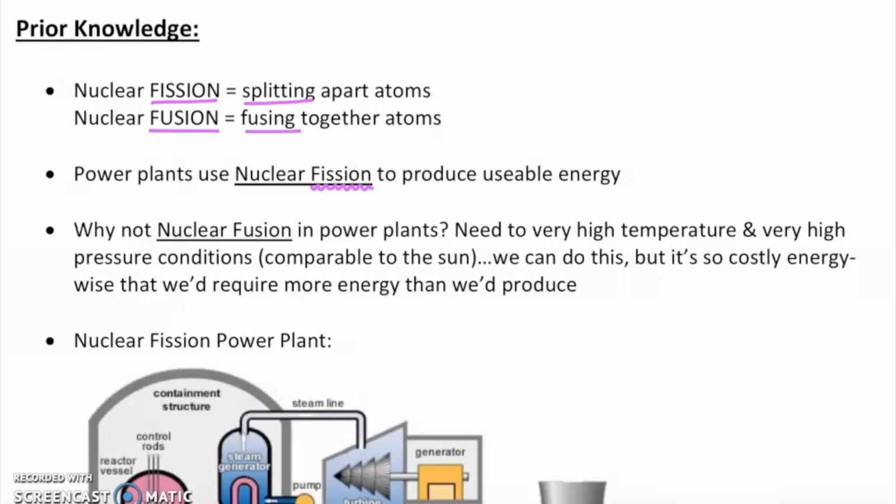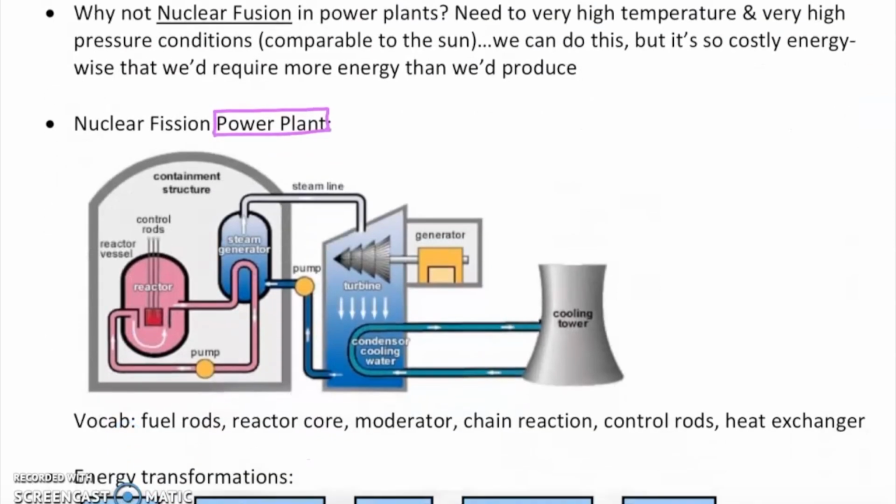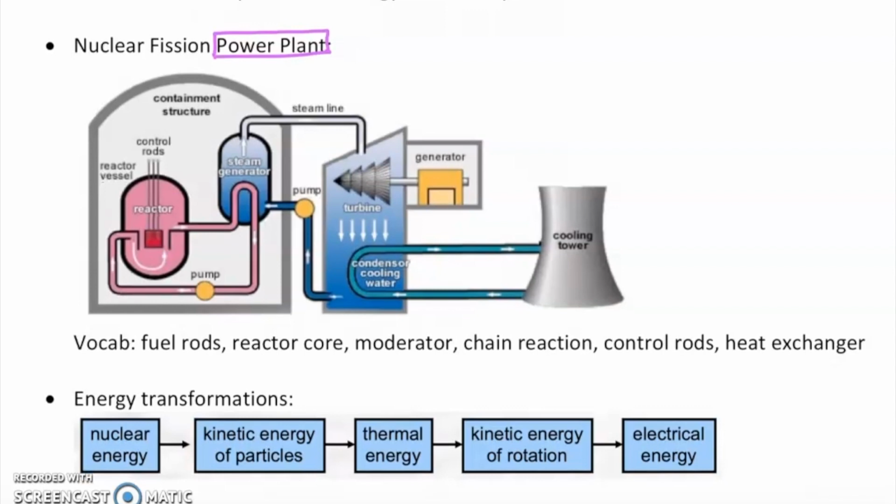Let's take a closer look at what a power plant for nuclear fission actually looks like. You might remember some of this vocabulary. Things like fuel rods, the reactor core, the moderator, a chain reaction, control rods, or the heat exchanger. These are some important vocabulary words around nuclear power plants that you really want to be familiar with.